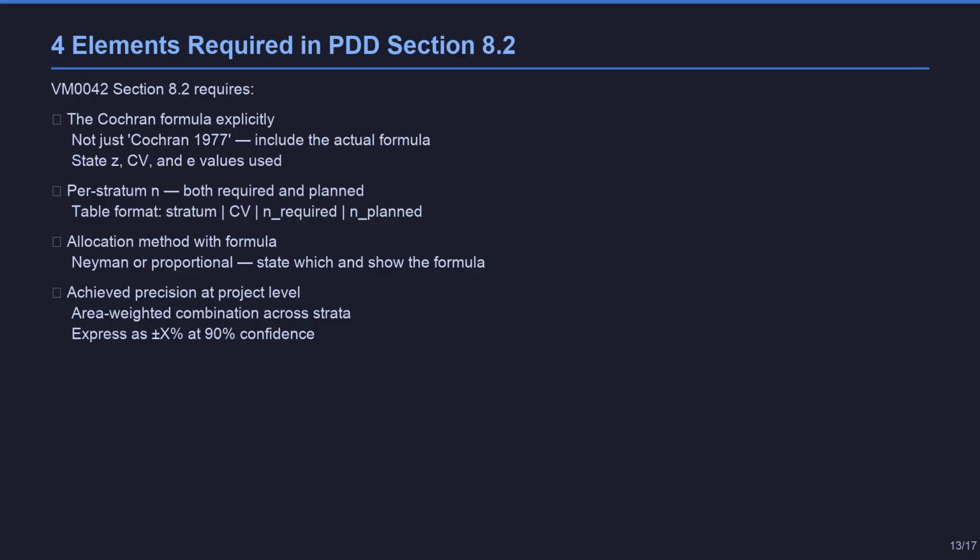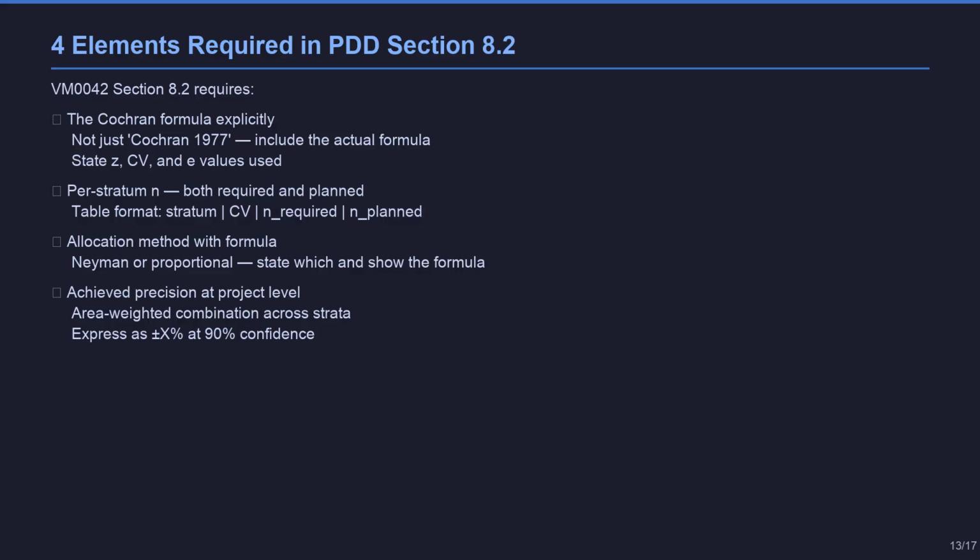The PDD documentation for sample size is section 8.2. 4 elements are required. First, the Cochran formula explicitly, not just a citation to Cochran 1977, but the actual formula with the values of Z, CV, and E stated clearly. Second, the per stratum N, both the required minimum and the plan number. These should be in a table with 1 row per stratum.